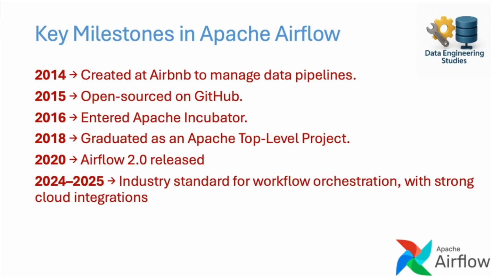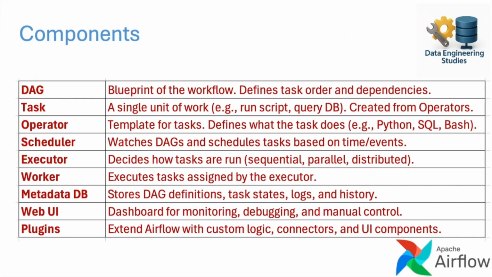Now let's see the key components of Apache Airflow. The first component is the DAG. It is the blueprint of the workflow. A DAG defines the task order and dependencies. The next component is the task. A task is a simple unit of work, such as running a script or a SQL query. The next component is the operator. An operator is a template that defines what a task does, like Python, Bash, or SQL.